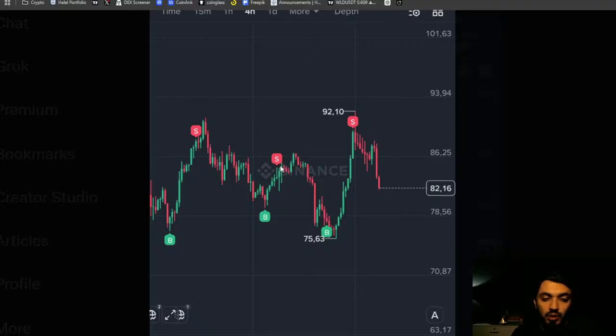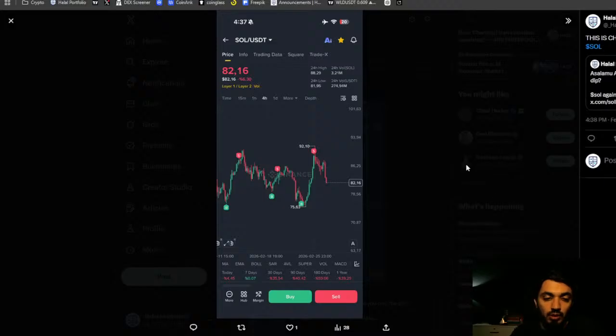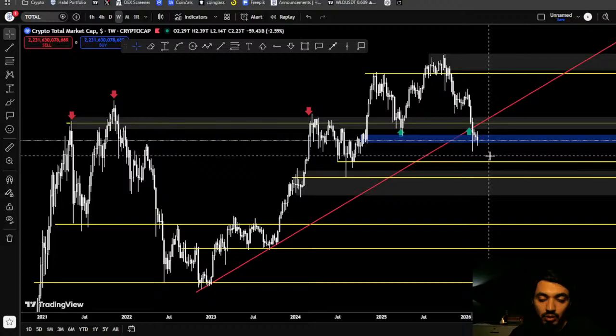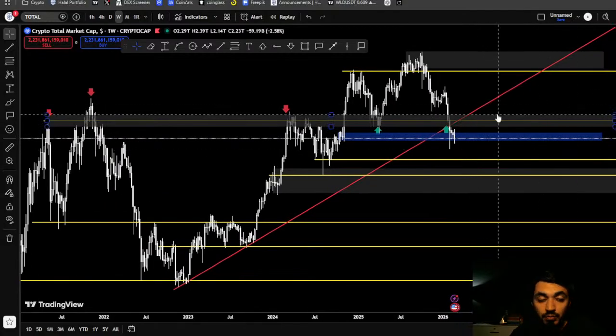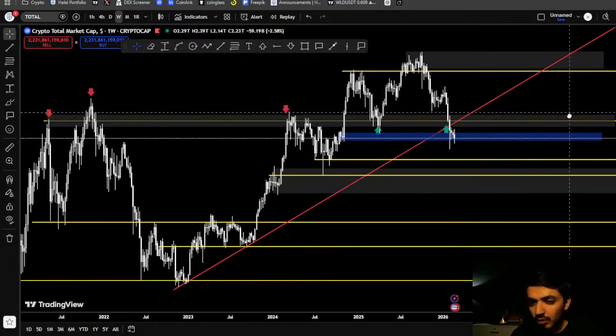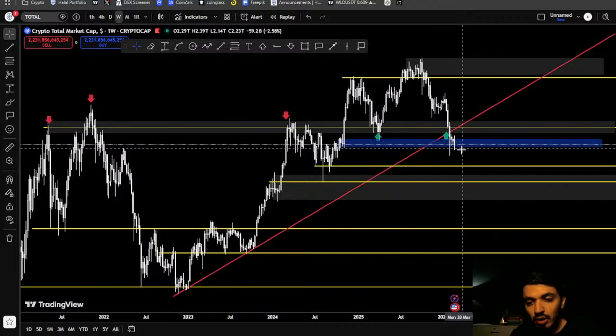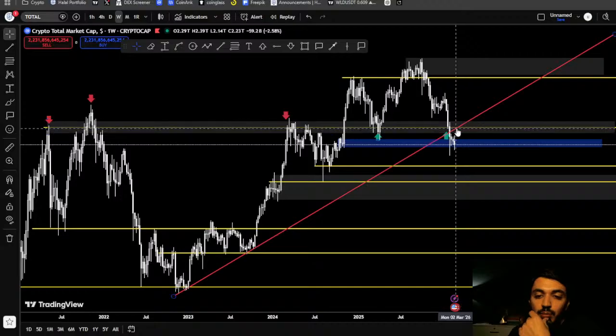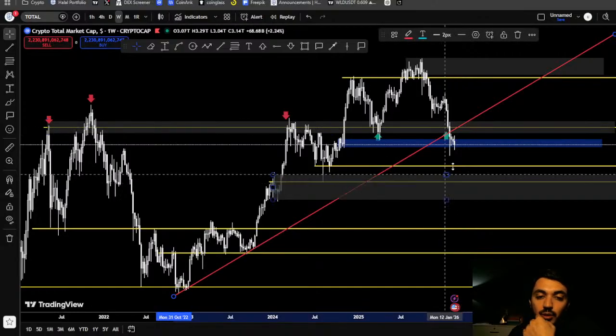From here to here, you can see I did 3 trades only in the last 3 weeks. Only 3 trades. And that went very well. I'll show you in the Solana chart as well. So this was the reason we haven't seen any bullish trend, because this trend line is clearly broken.